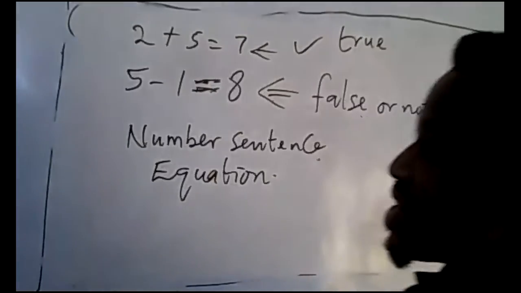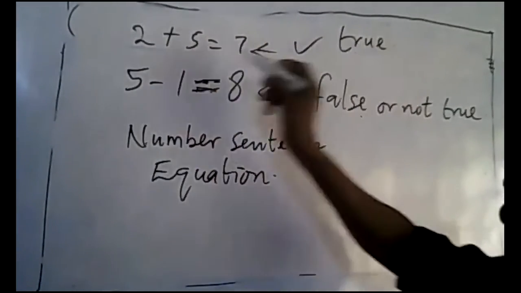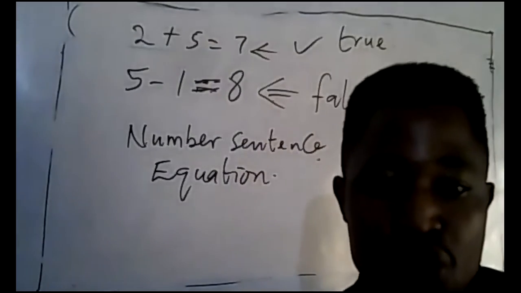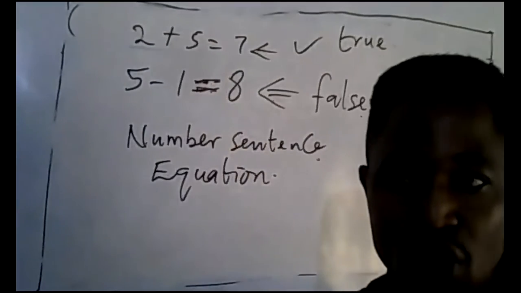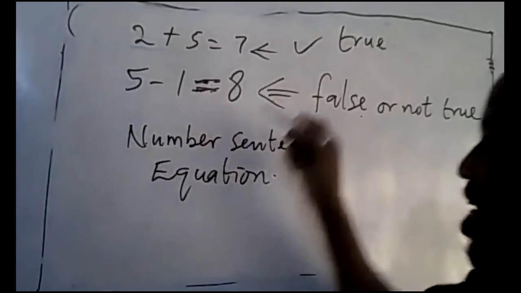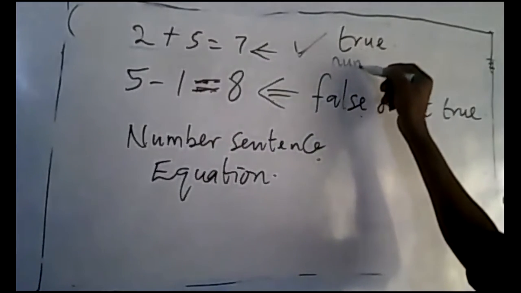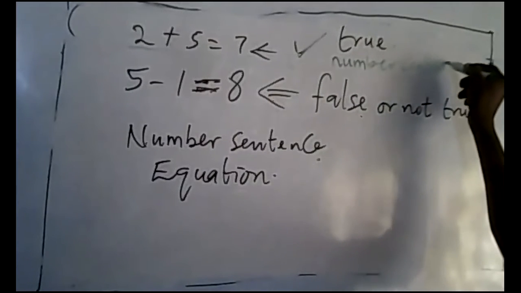Now, number sentences are these that are written up here. That is true. 2 plus 5 equals 7. Whenever you add 2 to 5, you always get 7. And that is a true statement. And this we call number sentence.